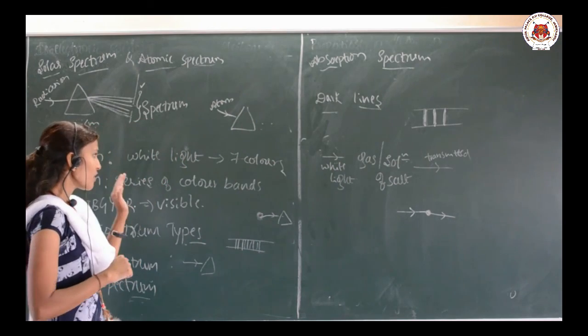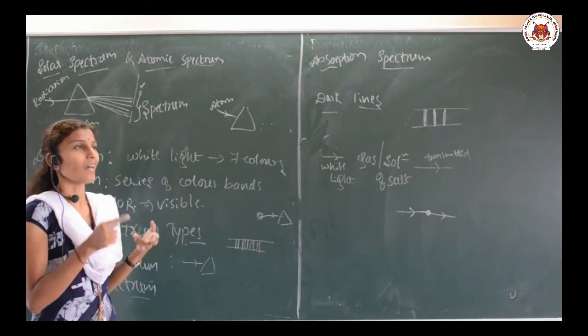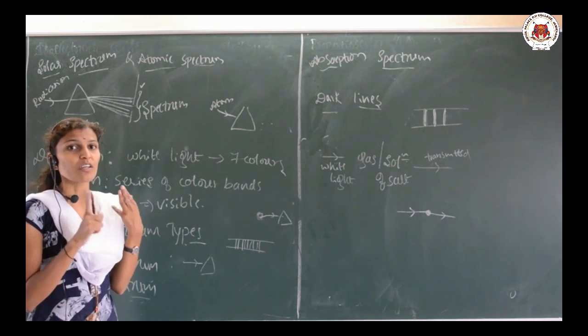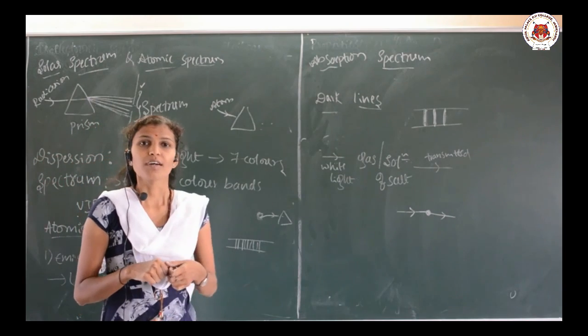Okay, this is how we can explain the solar spectrum, the atomic spectrum and the types of atomic spectrum. In our next class we are going to discuss the hydrogen spectrum.